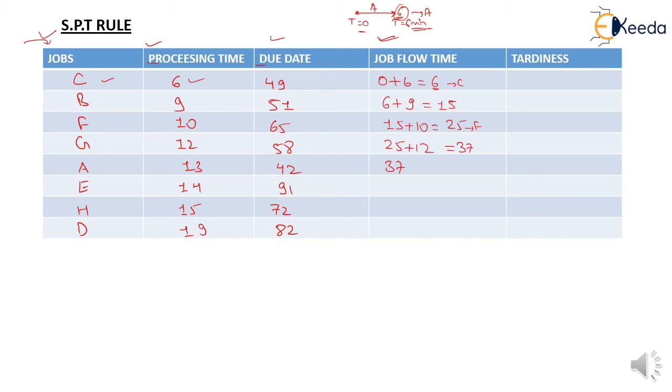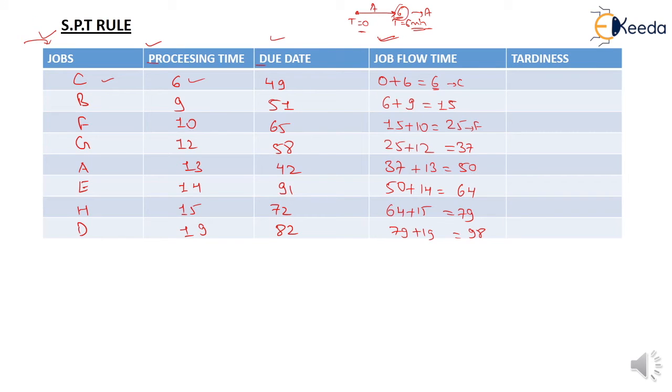Similarly, after the 37 our machine is free and job A is inserted, plus the processing time of A is 13. Calculate this, the 50 is the job flow time for A. Similarly, after the 50 minute our machine is free, add the processing time of E, so 64 is the job flow time for E. 64 plus 15 is the processing time of H, so 79. Here the 79 plus 19, the processing time of D, is 98.